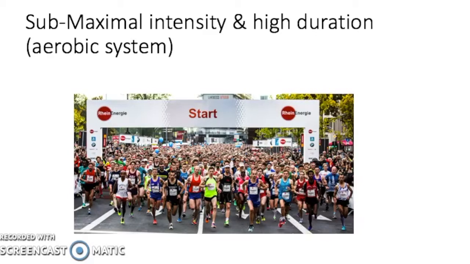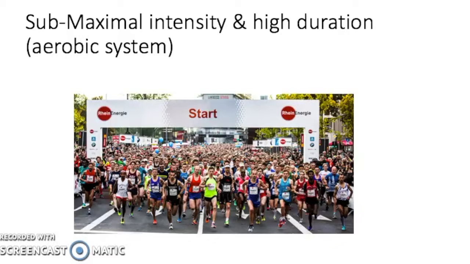An example of a submaximal intensity and high duration activity is a marathon. The aerobic system is the dominant system in this event. The aerobic system takes a while to kick in, so at the start of the marathon the other systems would be used. It takes the aerobic system a while to get going because it involves a series of very complex reactions which take a while to break down ATP and make energy.